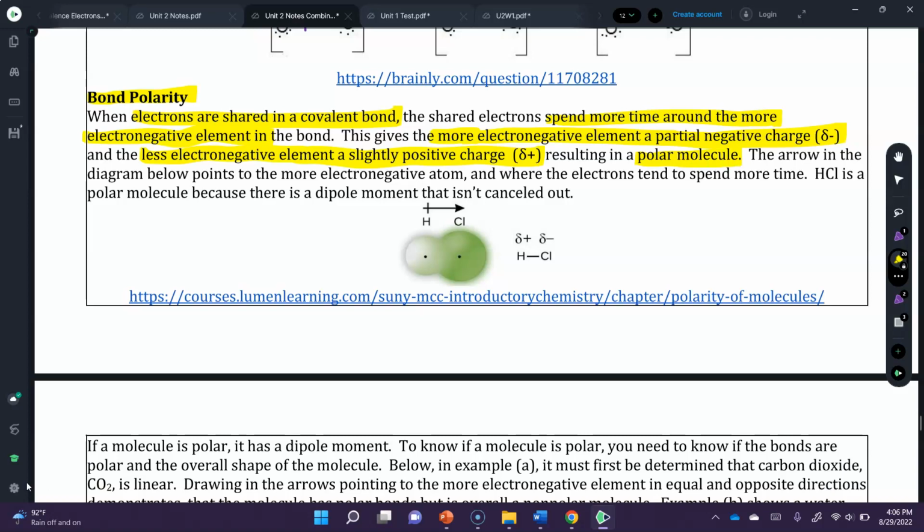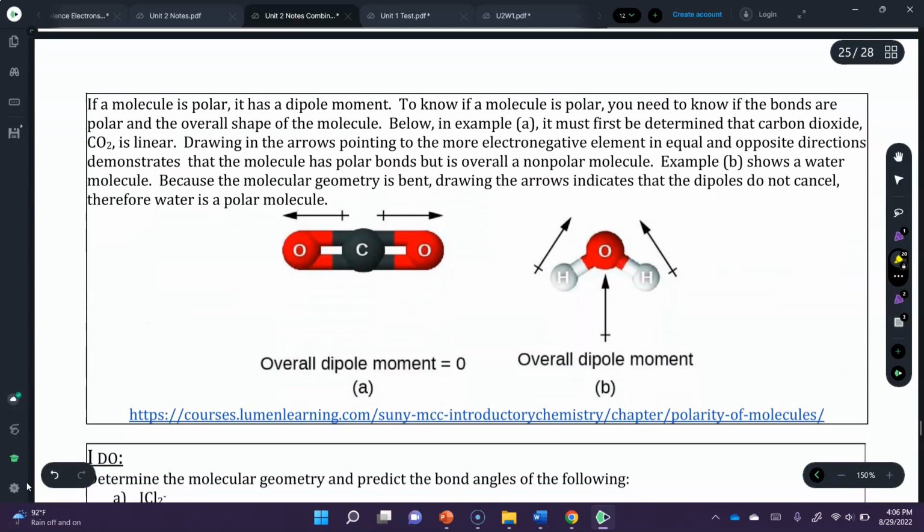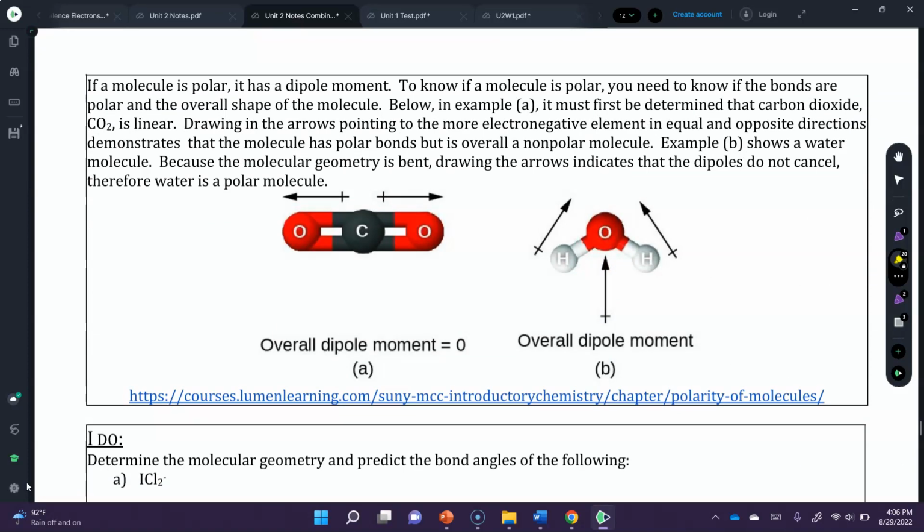The arrow in the diagram here points to the more electronegative atom, where the electrons tend to spend more time. Hydrochloric acid, or hydrogen chloride, depending on the state of matter it's in, is a polar molecule because there is a dipole moment that doesn't cancel out. If a molecule is polar, it has a dipole moment. That means that the dipole moments of each bond sum together to point in a general direction that the electrons are going to travel. Otherwise, they are going in opposite directions and cancel each other out.